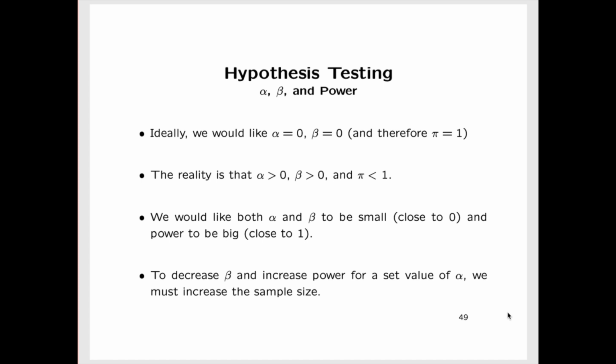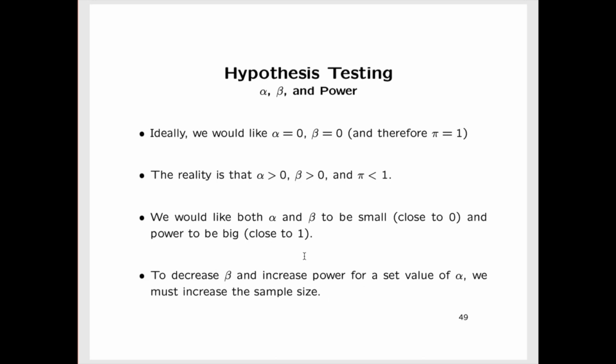Now, ideally, we would like the probabilities of committing a type 1 error and type 2 error to both be 0 and therefore power to be 1. But we know that in any realistic decision-making situation alpha and beta are both going to be positive, and therefore power is going to be less than 1. Having said that, we would like both alpha and beta to be small, in other words, close to 0, and power to be as big as possible, or in other words, close to 1.